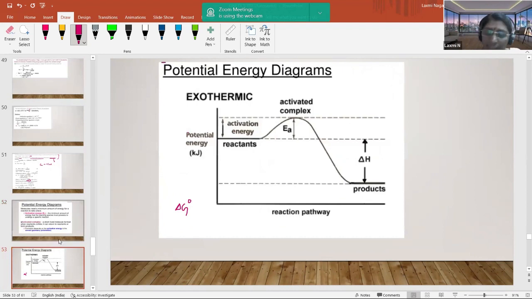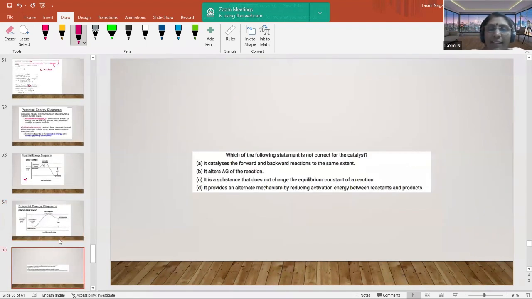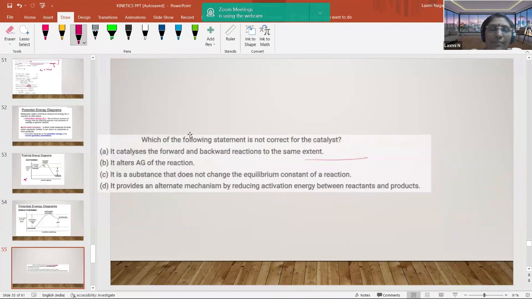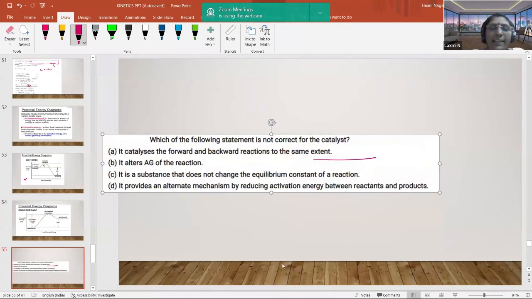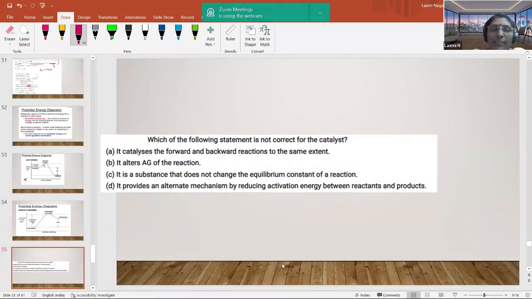Okay, this is another tricky one. I think one question I had, yeah. This is one of the questions: Which of the following statements is not correct for a catalyst? I feel I should expand it out for you people to read. Yeah, it catalyzes the forward and the backward reaction to the same extent. Yeah, the question is which is not correct.